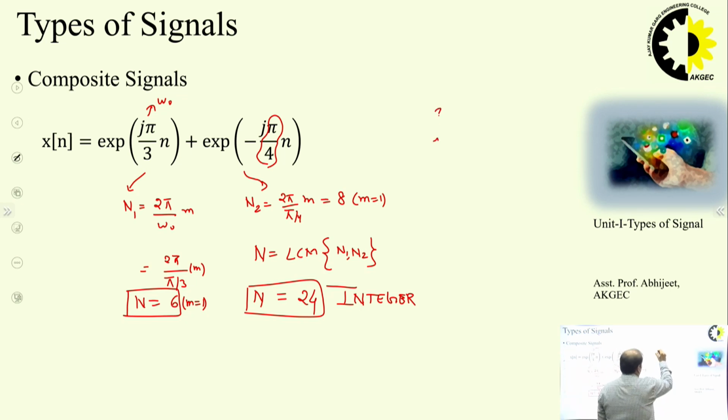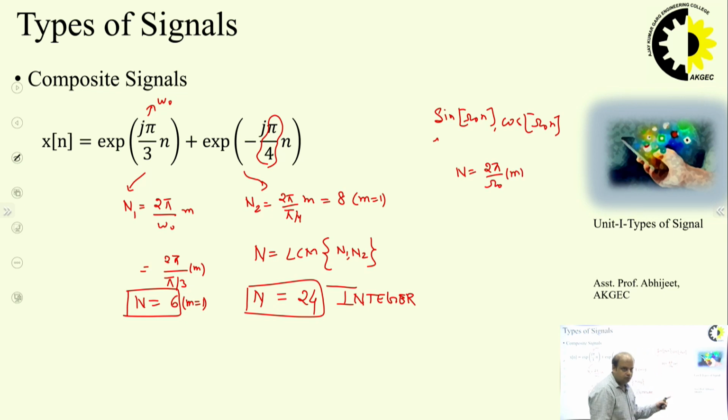So suppose that we have sine of omega naught n, or I have cos of omega naught n, then both will have a fundamental period of N is equal to 2 pi by omega naught into m. We'll select m, and m has to be an integer, and the m makes the N an integer. Both have to be integers for a discrete time system. Shifting by N gives x of n, then the N has to be an integer.